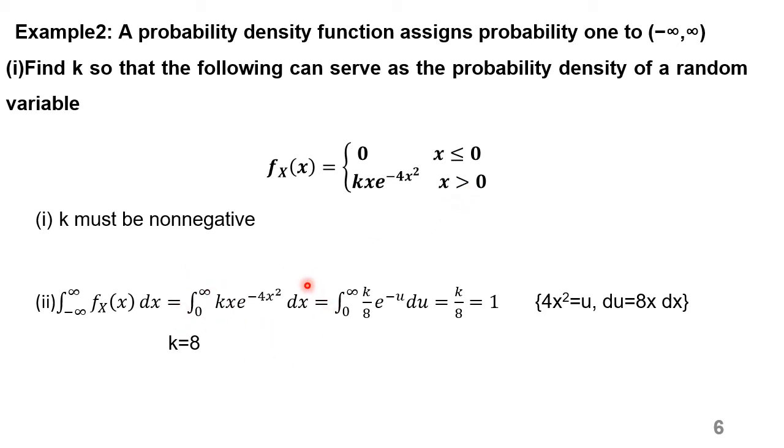Let us integrate this. Let us put 4x square equal to u. When we put this, du is equal to 8x dx. Let us make the substitution. We get k by 8 times the integral of e to the power minus u du. This is equal to k by 8, which is equal to 1. So therefore, we get the value of k is equal to 8.